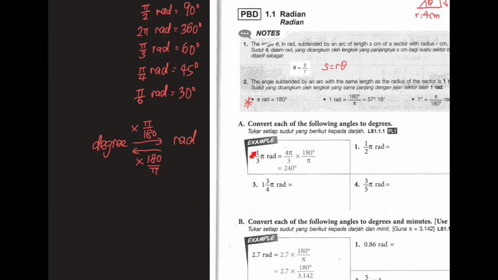So they change it to improper fractions, 1 and 1 over 3, right? They change to 4 over 3 pi. Then you multiply with 180 over pi, as you can see here. Then you will get the angle in degrees. So of course the calculation will be like this. You cut the pi away, then you just press the calculator, 4 times 180 over 3, and you get 240 degrees.